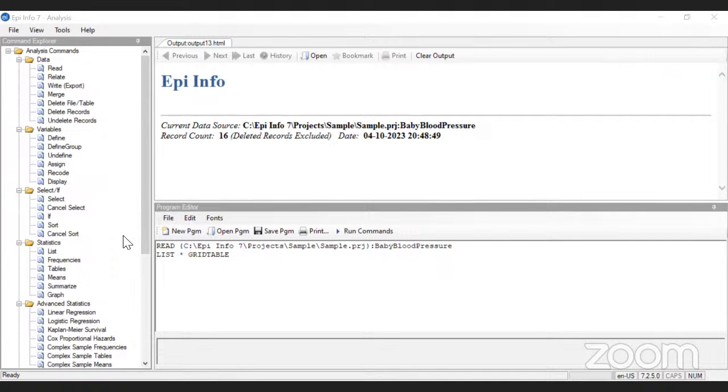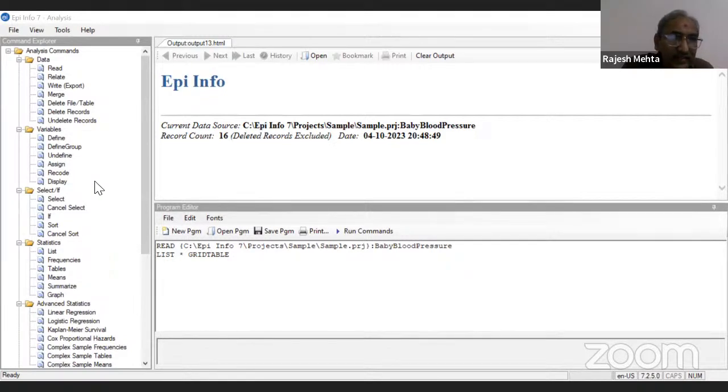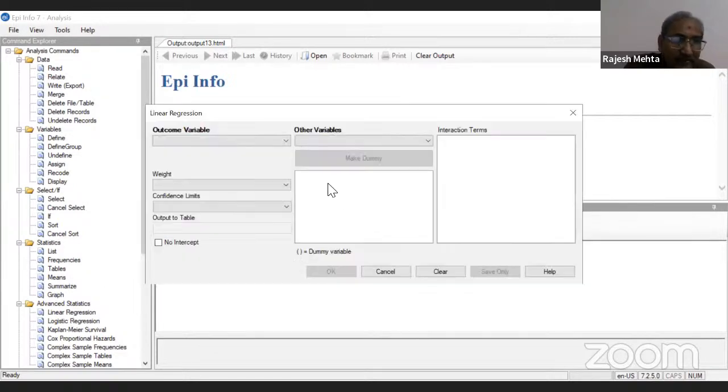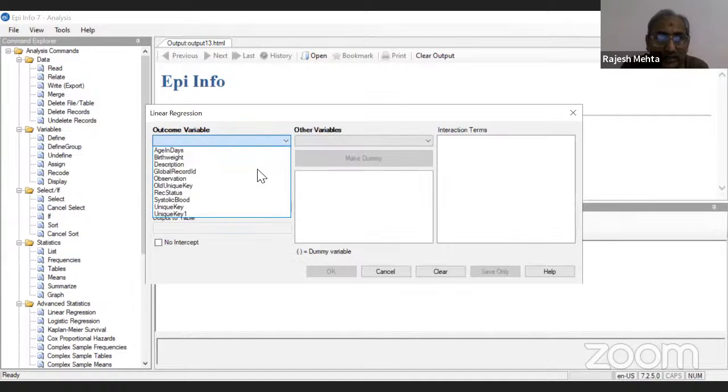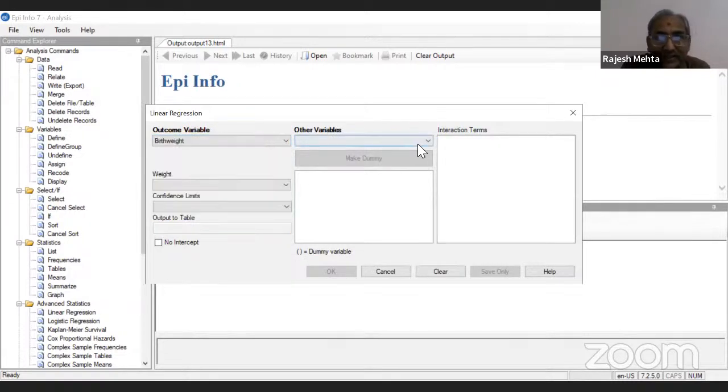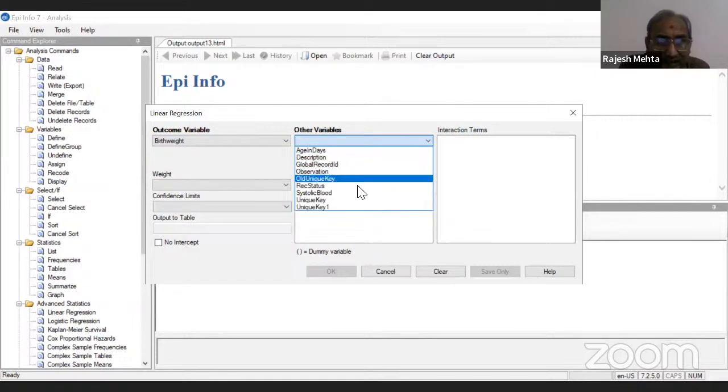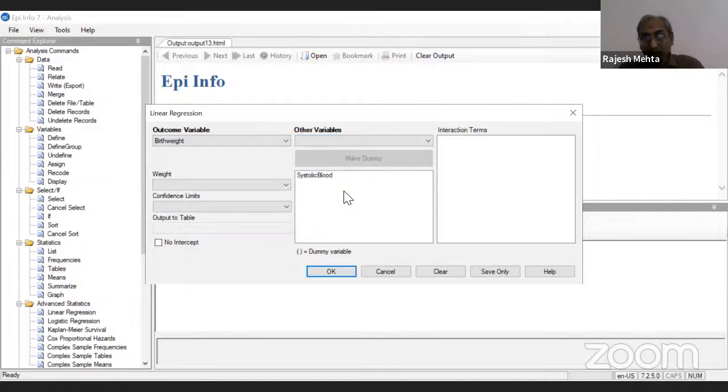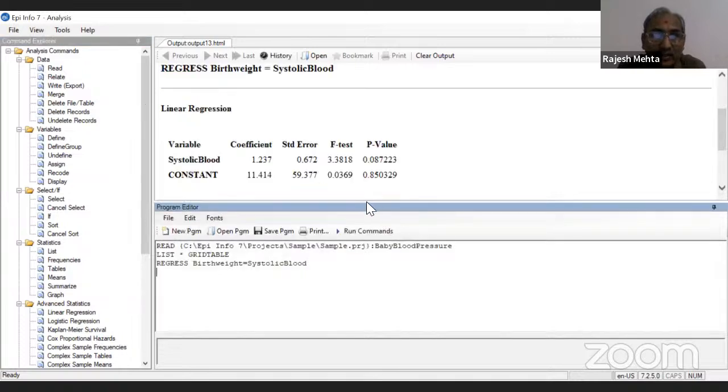Okay. I wanted to just show you this command, the linear regression, right? Between two variables, birth weight and systolic blood pressure. Whether the birth weight and blood systolic are related with each other or not.